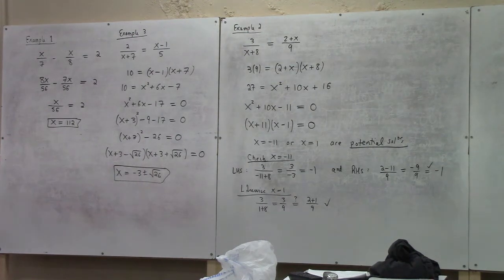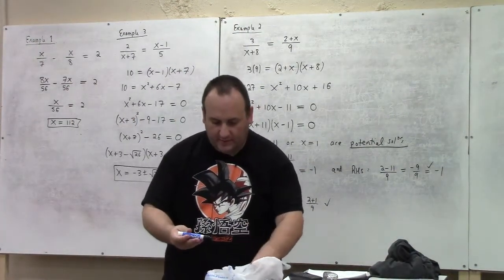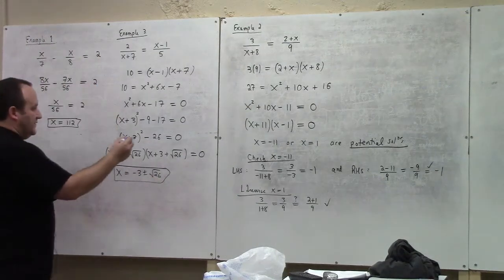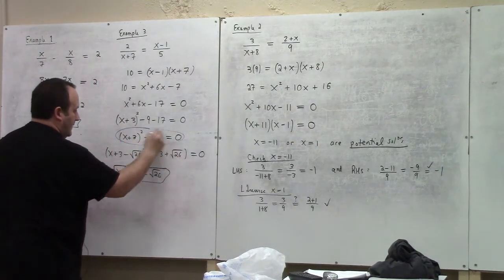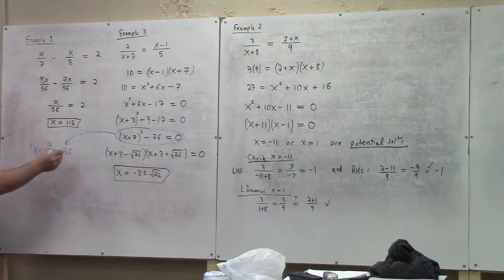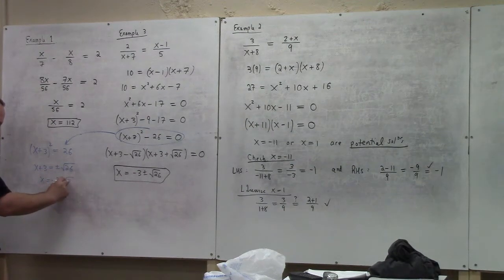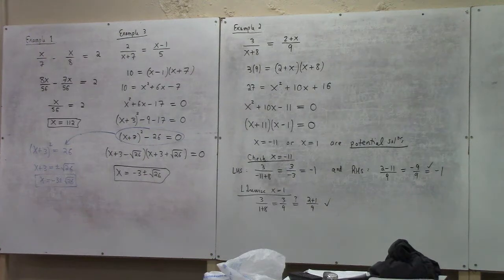An alternative way, if you don't like this factoring way, another good way to look at it is to go from here and to go, okay, well that means that x plus 3 squared is equal to 26, right? And so then by taking the square root of both sides, we get x plus 3 is equal to plus or minus the square root of 26. And so x is equal to minus 3 plus or minus the square root of 26. That's another legitimate way to find those same solutions.